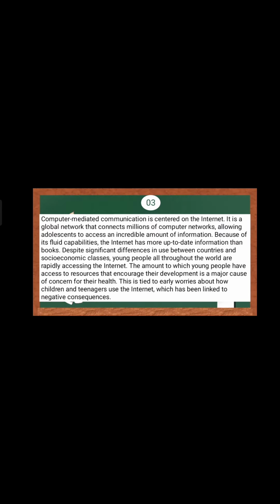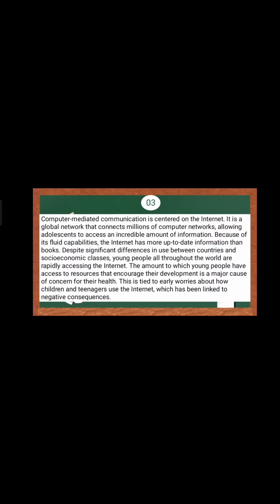So, we are here in number 3. Number 3 is to describe the influence of the internet on sexuality and gender. So, computer-mediated communication is centered on the internet. It is a global network that connects millions of computer networks, allowing adolescents to access an incredible amount of information. Because of its fluid capabilities, the internet has more up-to-date information than books.